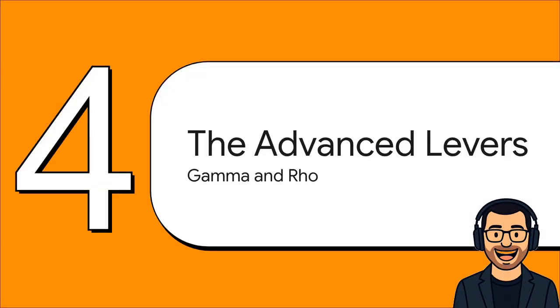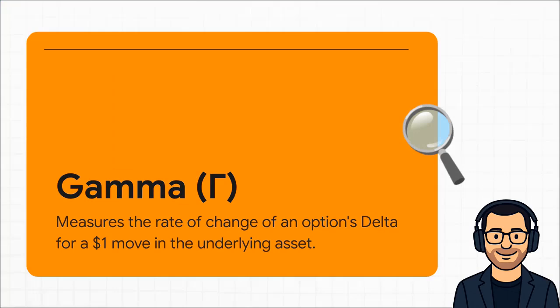All right, so we've covered the big 3. Now let's get into the more advanced stuff, the next level of the toolkit with Gamma and Rho. So, let's talk gamma. If delta is your speed, then gamma is your acceleration. Simple as that. It tells you how fast your delta is going to change as the stock moves. If you have a high gamma, your position's risk can change on a dime. One minute you're cruising, the next you're flooring it. That's why it's so important in things like a gamma squeeze.